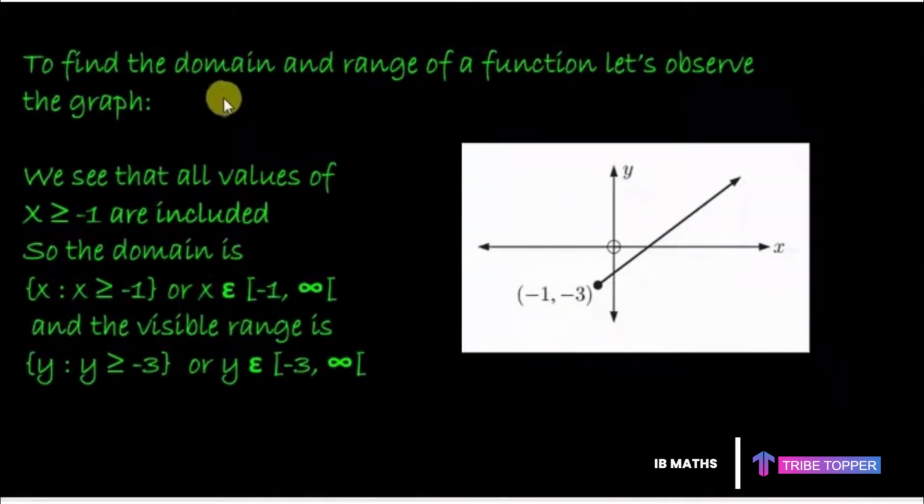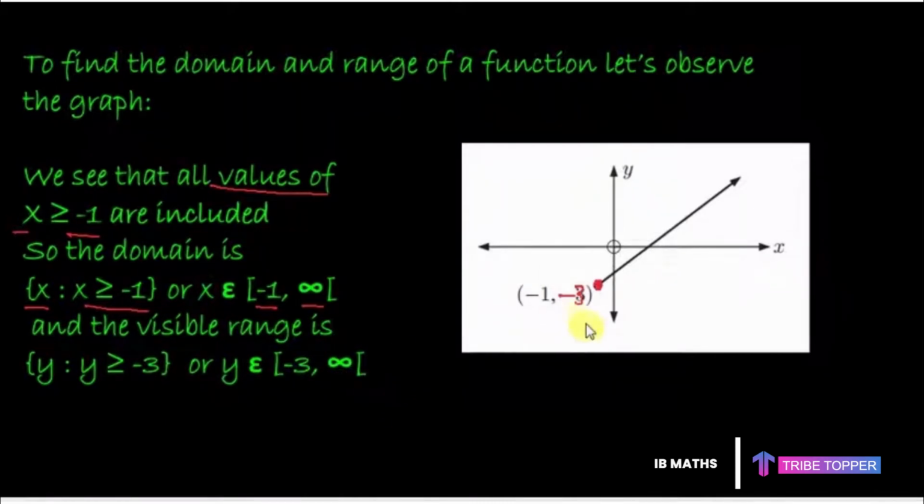So let's just look at this example here. I have a graph. When you observe this graph, this is the point (−1, 3), and this is a straight line going with an arrow to infinity. So we see that all values of x greater than −1 are included in this. So the domain of this relation is x such that x is greater than or equal to −1, or x belongs to [−1, ∞). That's the interval, and the visible range is y. y is greater than or equal to −3. So it's included from −3 up to infinity.